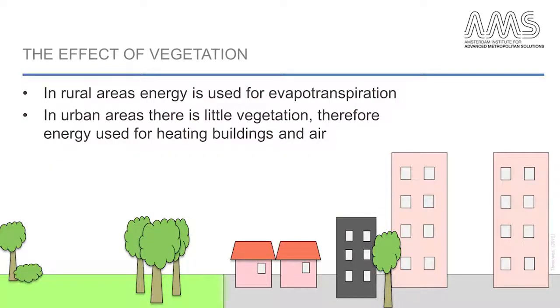Finally, urban areas generally have a lower fraction of vegetation cover. In rural areas, part of the incoming energy is used for the evaporation of water from plants and soil. However, since urban areas have more impervious surfaces, the energy that would be used for evapotranspiration is now used for the heating of the air and the surfaces. All these things combined can lead to higher air temperatures in the urban environment compared to the rural surroundings.